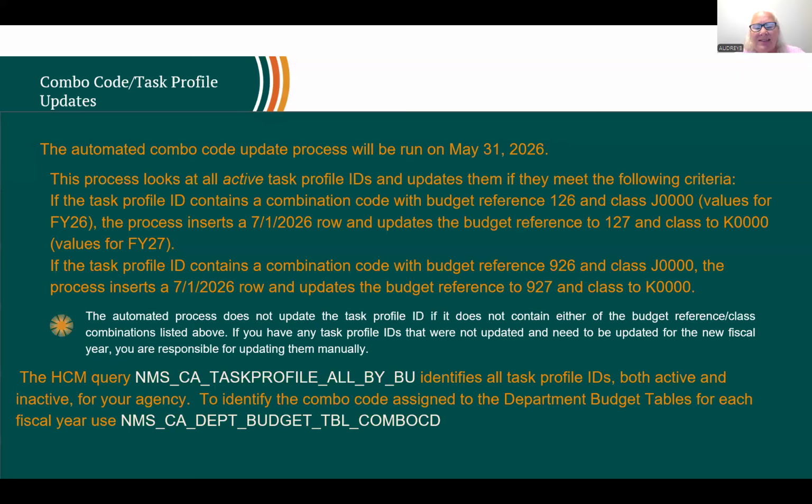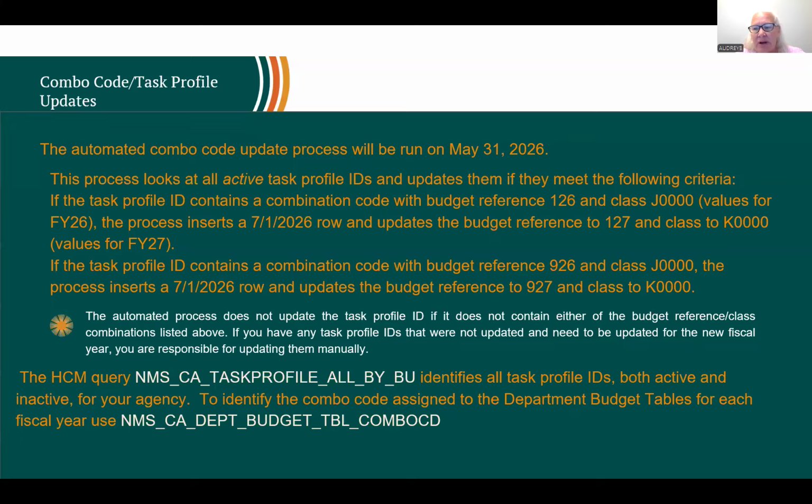The automated process does not update task profile IDs if it does not contain either of those budget reference or combo codes listed above. And if you have any task profile IDs that are not updated, you will be responsible for manually updating them.